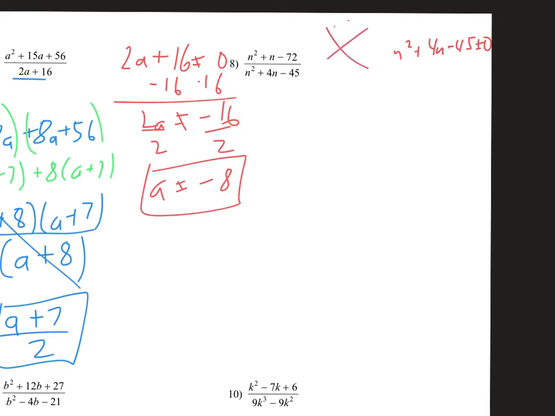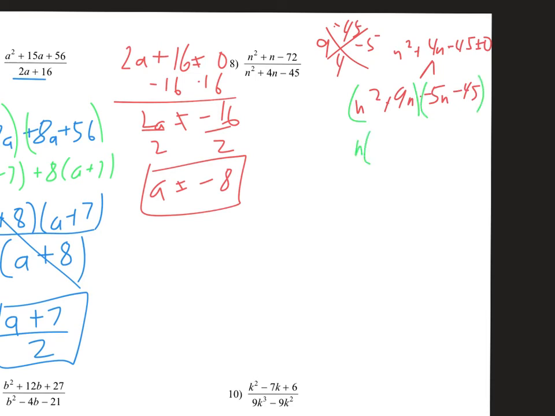So this one will be an x. They'll both be an x, actually. So multiplying to negative 45 and adding to 4. That would have to be 9 and negative 5. So I'm going to split up that middle term, 9n minus 5n minus 45. And have the n squared here. So then we'll do our grouping.